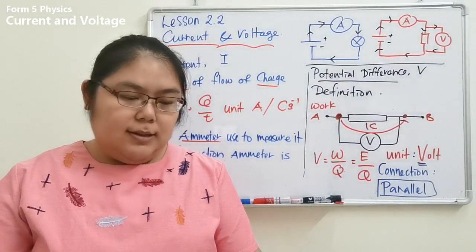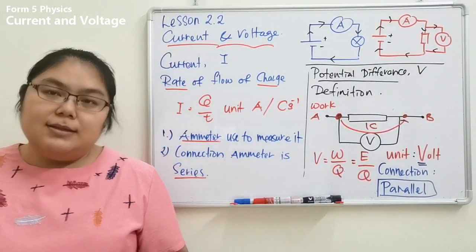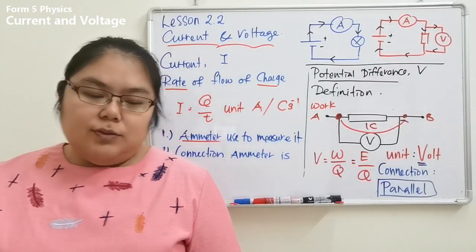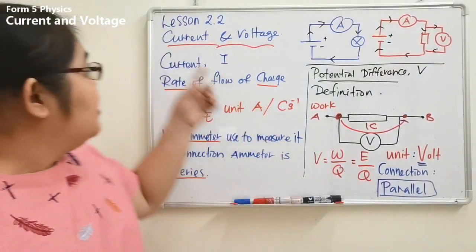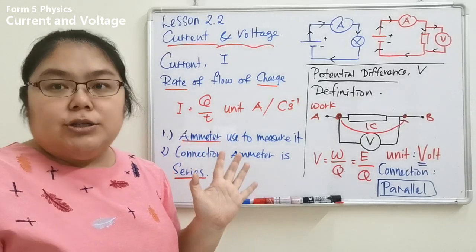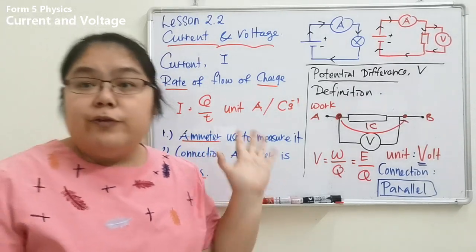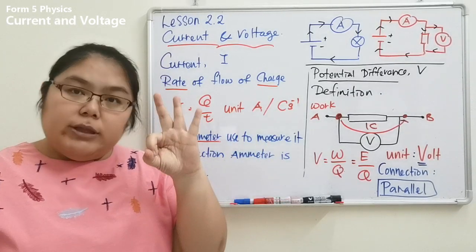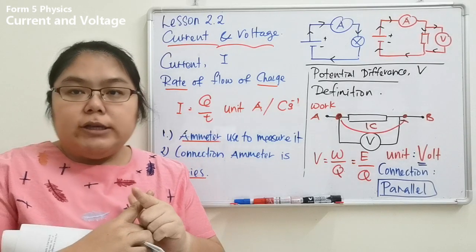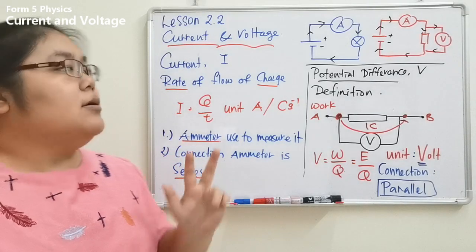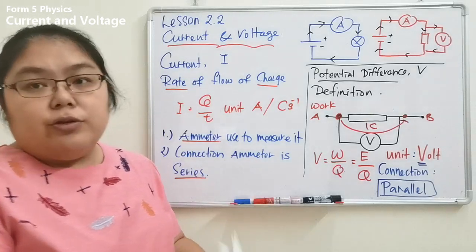Hello everyone. Now we need to continue our lesson. The lesson for the Form 5 today is 2.2. There's current and voltage. So from here what we need to learn for this one topic, we got three things: current, voltage, another one is resistance. Okay, so now we need to introduction.